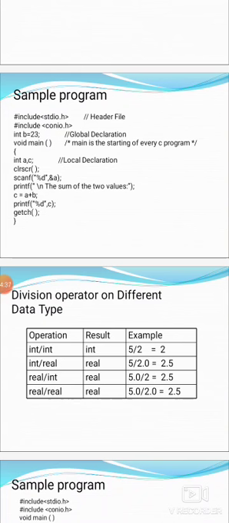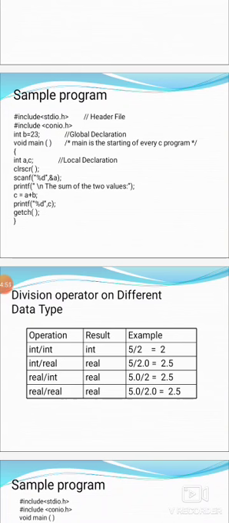Then you are going to clear the screen by using the function clrscr. Then by using the scanf statement, we are getting the value of a by using the &a symbol. So after getting the value of a, you are going to store the addition of a and b in the variable c. c is equal to a plus b.